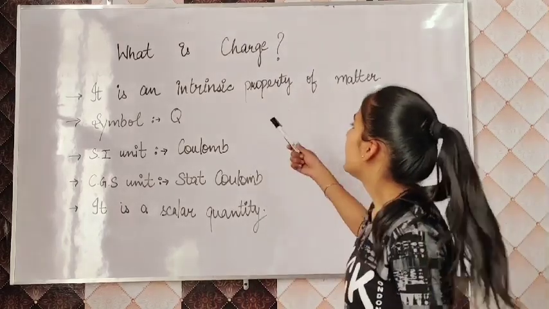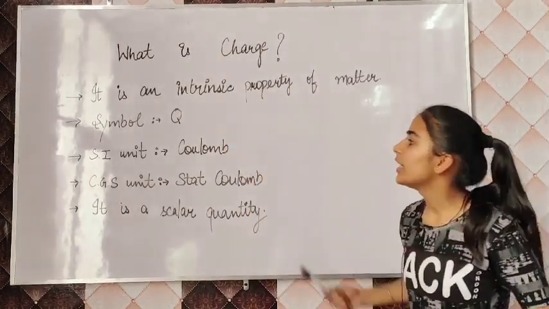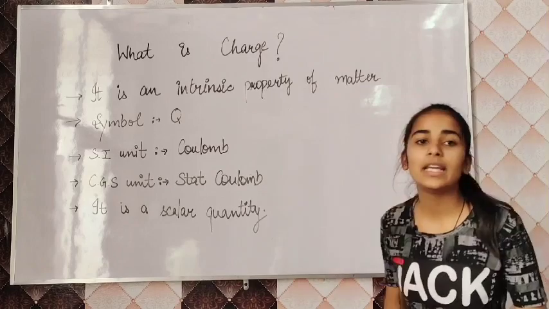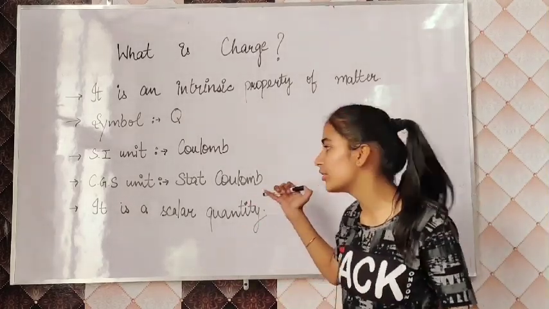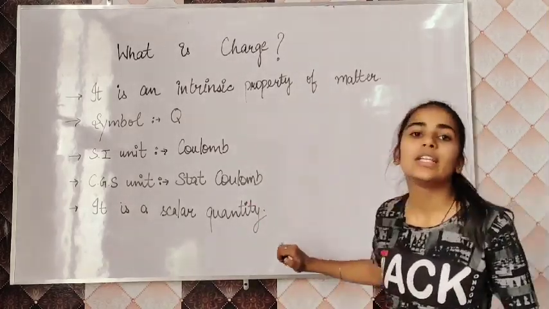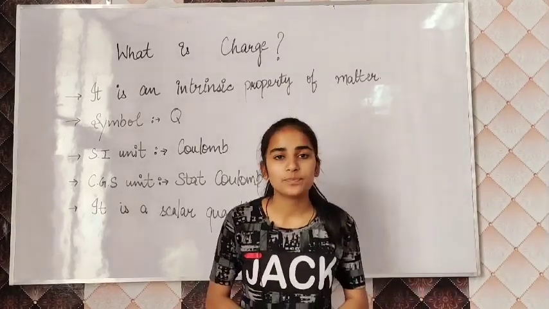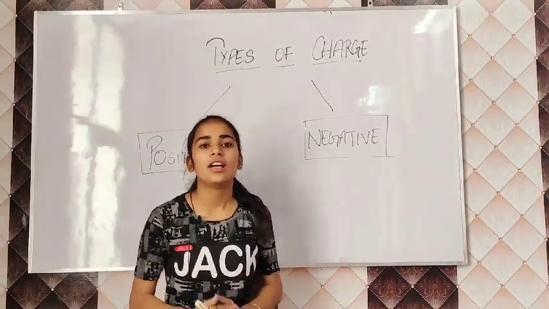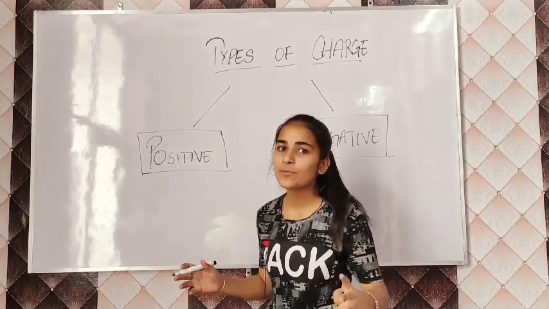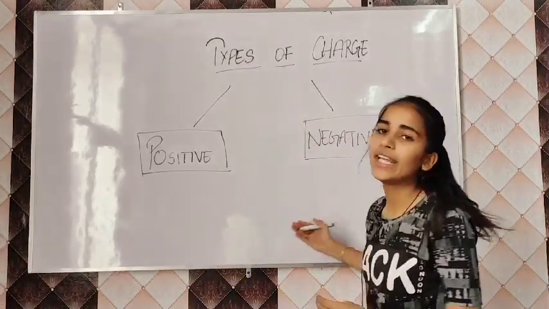Now it is denoted by the symbol Q. Its SI unit is coulomb and CGS unit is statcoulomb. And don't forget that it is a scalar quantity. Types of charge: we basically have two types of charge, positive and negative.